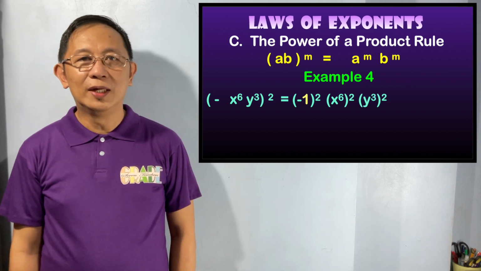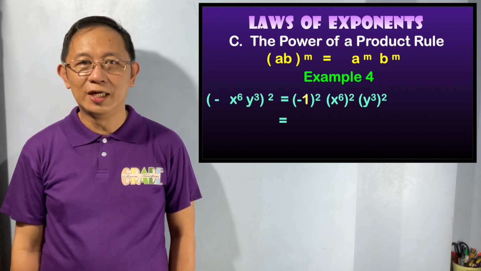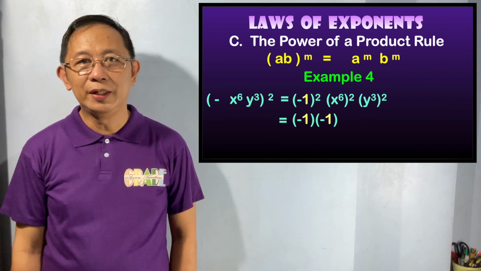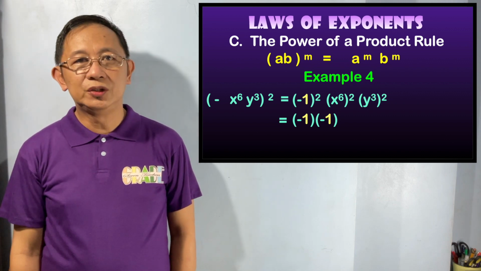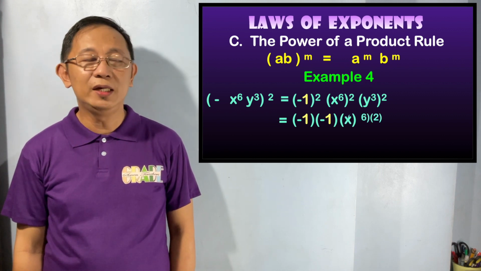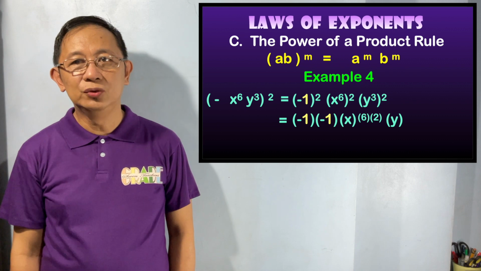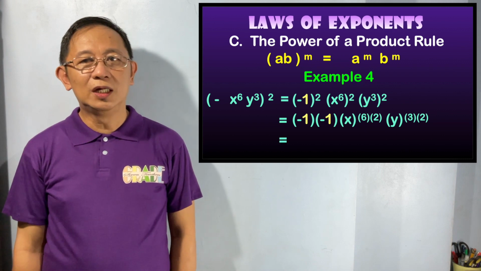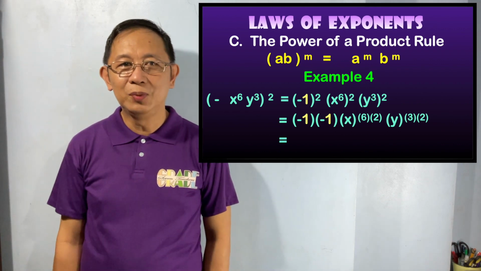Quantity negative 1 squared is equal to negative 1 times negative 1. Then, x to the 6th power squared, applying the power rule, is equal to x raised to the 6 times 2 power. And then for y, copy y, then multiply the exponents 3 and 2. And then, simplify. Let's simplify the variables first.